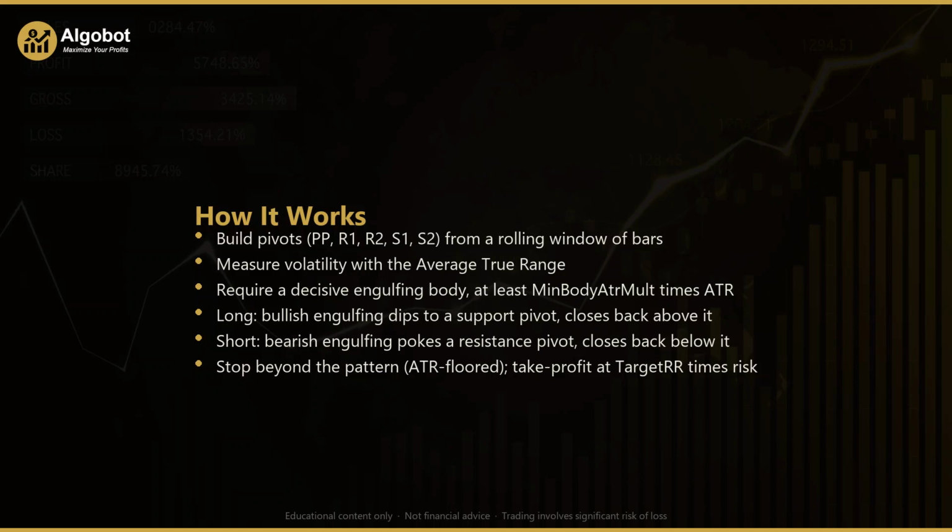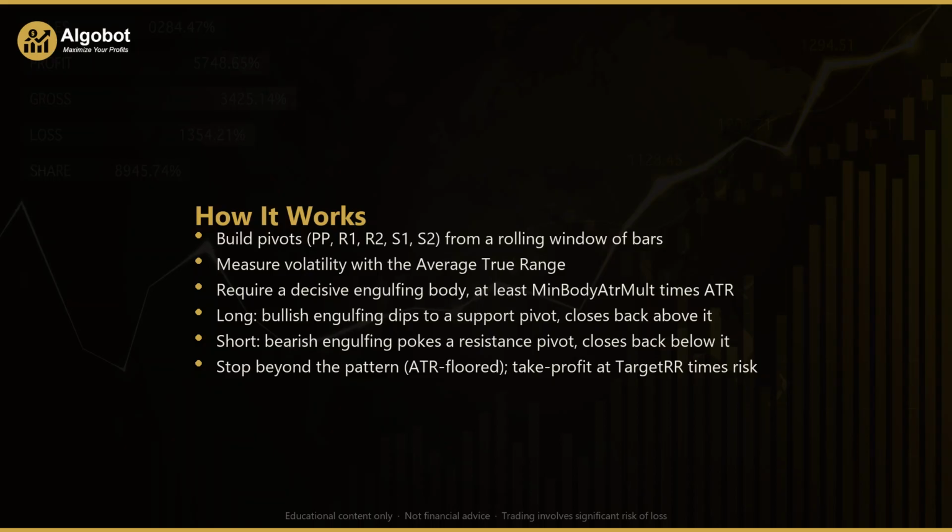Now the pattern check. The strategy looks at the two most recent completed candles. For a long, it needs a bullish engulfing. The current candle closes above its open, the previous candle closed below its open, and the current body fully engulfs the previous body. The body also has to be decisive, at least MinBodyAtrMult times the ATR, which screens out weak, indecisive candles. On top of that, the candle must have dipped to or through a support pivot, S2, S1, or the pivot point, within tolerance, and then closed back above it. When all of that aligns, the strategy signals a buy at the ask price.